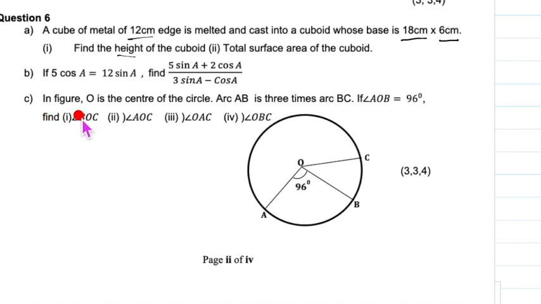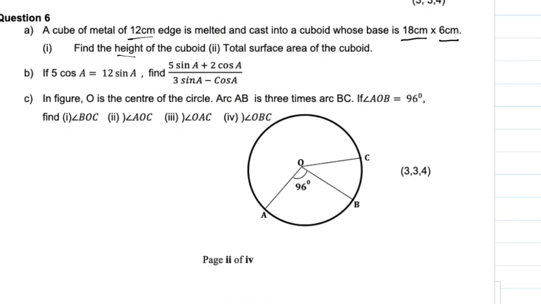We come to question 6C. In the figure, O is the center of the circle and arc AB, can you see this arc AB, is 3 times the arc BC. And angle AOB is given as 96. And we have to find angle BOC, that is this one. Angle AOC, that is this one. And angle OAC and OBC.